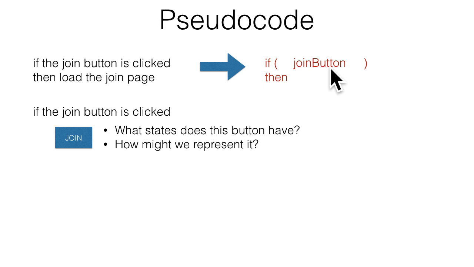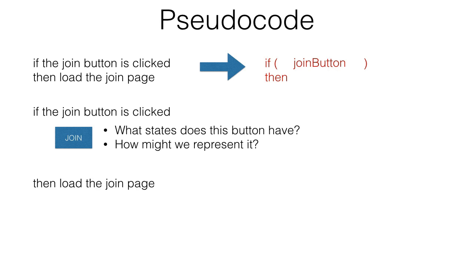So if the join button is not clicked, then what is it? It has a state of what? False. If it's false, the if is false. The then is not going to happen, right? I mean, that makes sense. It's just like if I wanted to go to the beach. If the weather's not good, then I'm not going to go. It makes logical sense in our minds, okay?